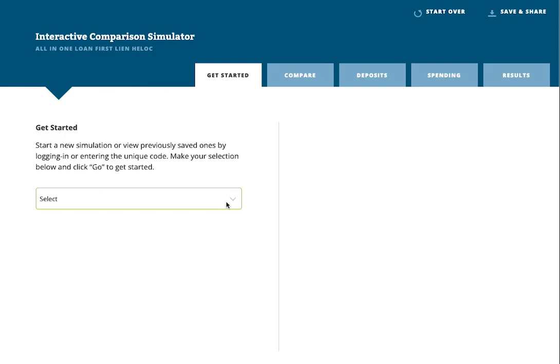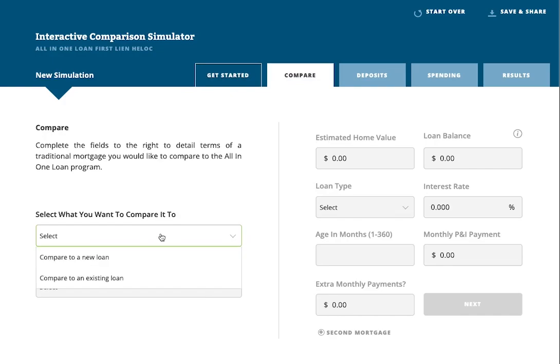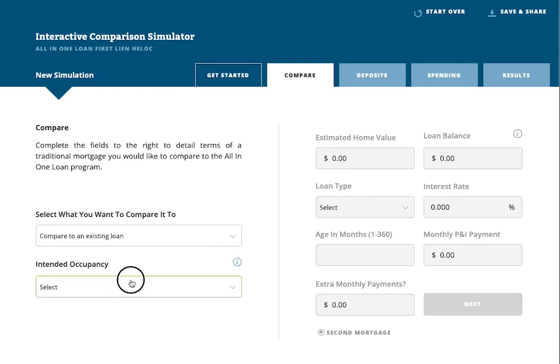We're going to get started with a new simulation. If you have an old one that you're trying to just tweak some variables on, just enter the code right there. But we're going to start with a new one, hit go, and we want to compare this to either a new loan, this is if we're looking at a purchase, or existing if we're looking at a refi. We'll do a refi for now, and let's say it's a primary residence.